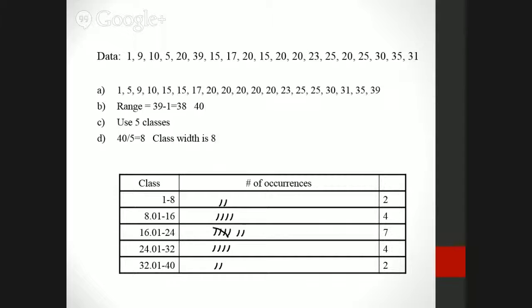All right? So draw your little box here. And how many numbers do you have that are between 1 and 8? Well, just go up there and count them. You should have 2. And you always have to go 1 decimal point over because you can't count 8 twice. So then how many numbers do you have between 8.01 and 16?